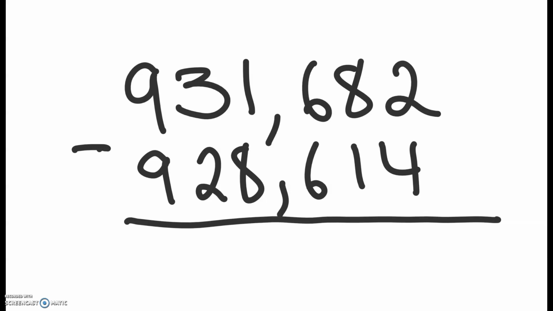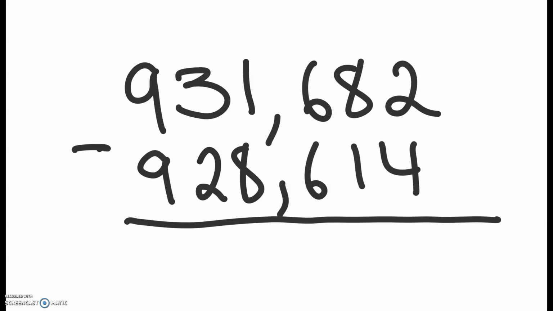Today we're going to be focusing on subtraction with multi-digit numbers. Here's our problem set up for us, and we're going to start by looking at the ones place. So our values in the ones place are 2 and 4. Now the larger digit is on the bottom, which means we have to regroup.